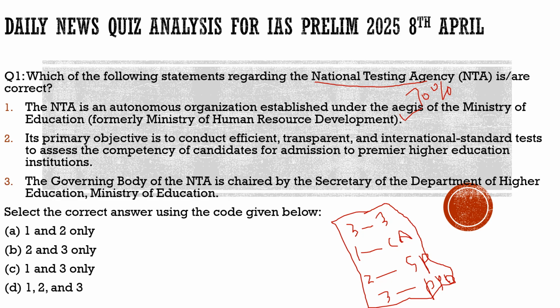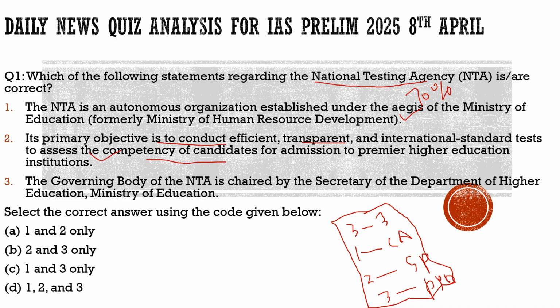So first statement is correct with respect to this question: the Ministry of Education, under which the NTA works. Second statement: its primary objective is to conduct efficient, transparent and international standard tests to assess the competency of candidates for admissions to premier higher education institutions. 100% correct, nothing wrong with the statement. We can assume it is correct.